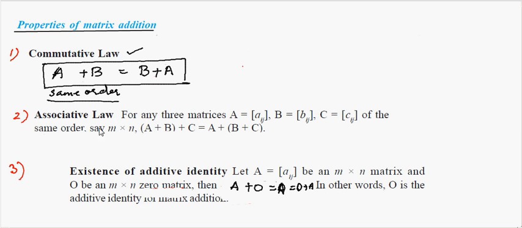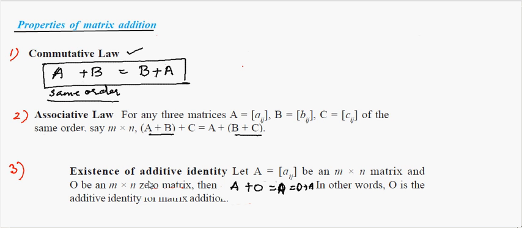Associative law is as simple as associativity law in addition, but in this case instead of taking three numbers, we'll take three matrices A, B and C of the same order, say m by n. When you add A plus B first, and then add the third matrix to whatever matrix A plus B you get, that will be equal to adding the second and third matrix first, and then adding the first matrix. Then also the resulting matrix will be of the same value. So this is called associative law.